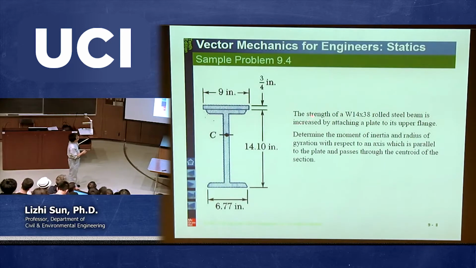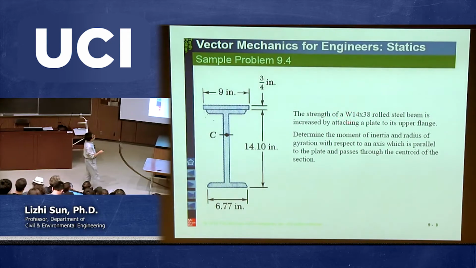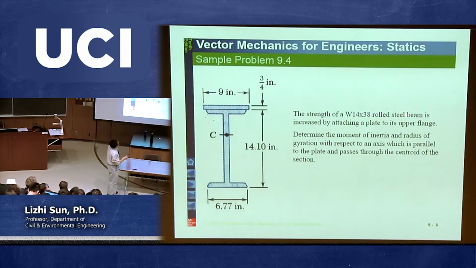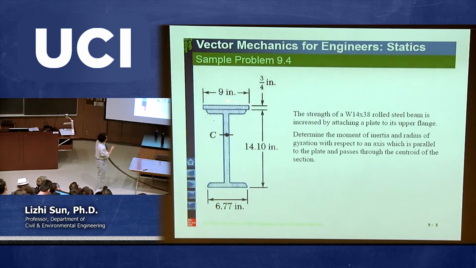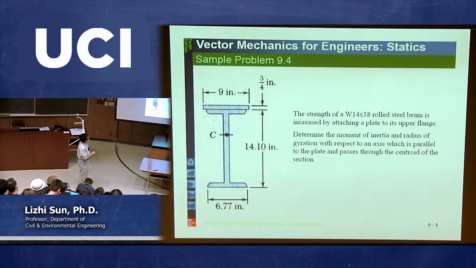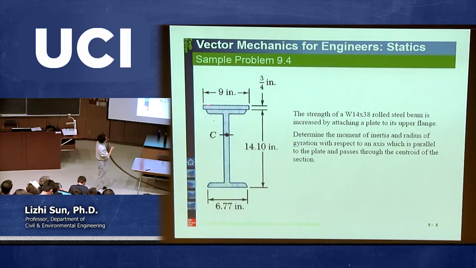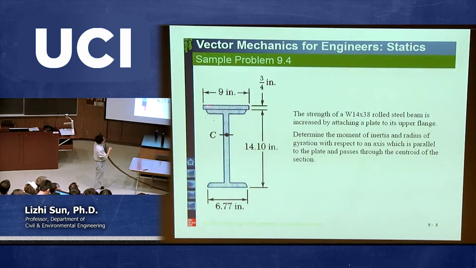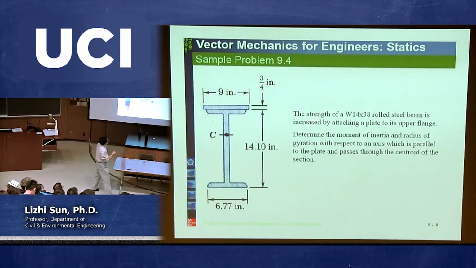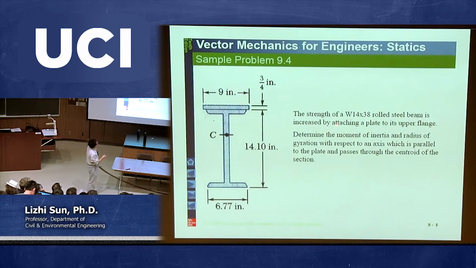Okay, so the strength of the W14 by 38 rolled steel beam is further increased. Without talking about the top panel, this one itself is called the standard W14 by 38 steel beam cross section, but it is further strengthened by putting an additional top rectangular panel on top to increase the strength and also the rigidity as well. It's further increased by attaching a rectangular plate on the top to its upper flange, this one.